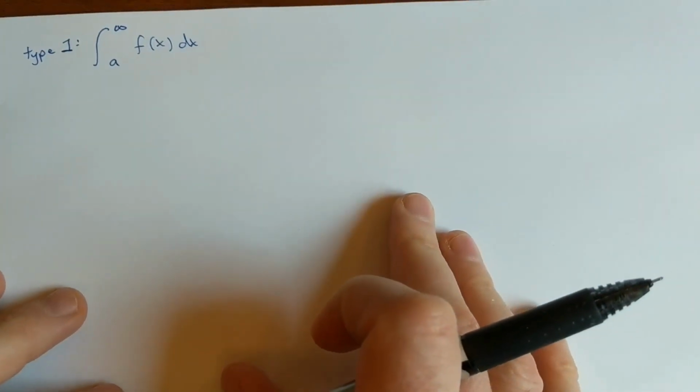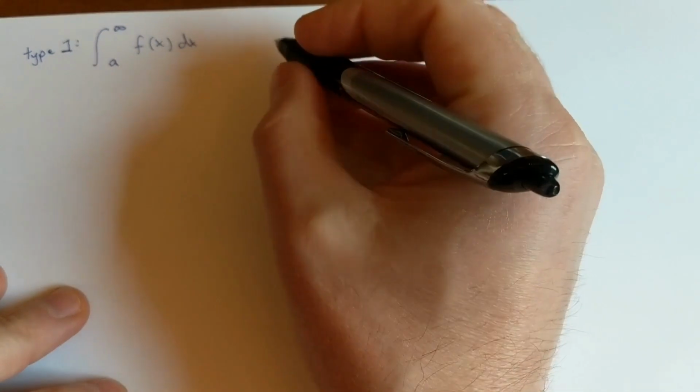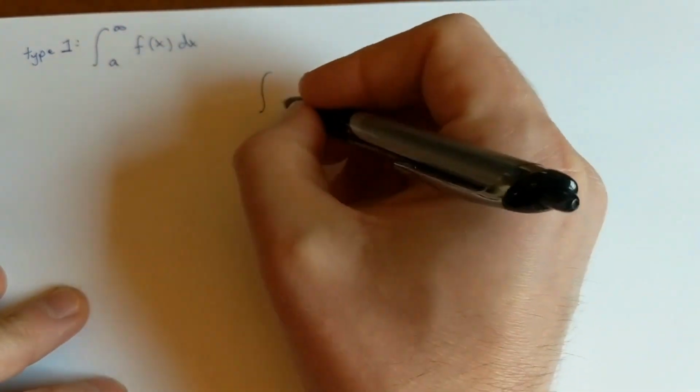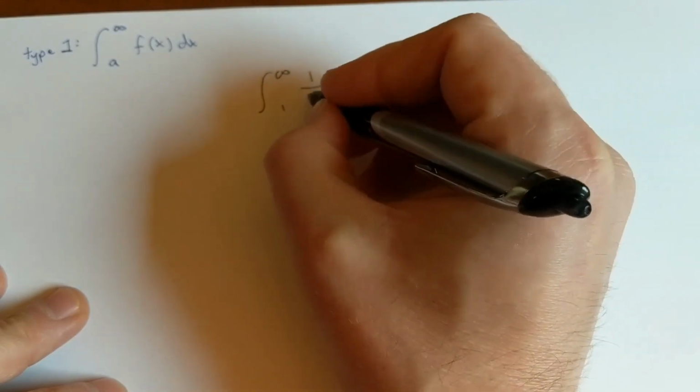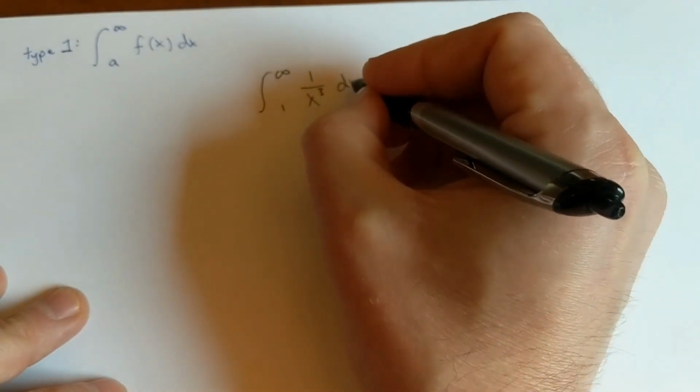All right, so the first example we're going to look at is for type 1. So we're going to have some fixed value for our lower bound, and we're going to go to infinity for our upper bound. So let's start with an example that works, that will give us a finite value. So I'm going to go from 1 to infinity of 1 over x cubed dx.